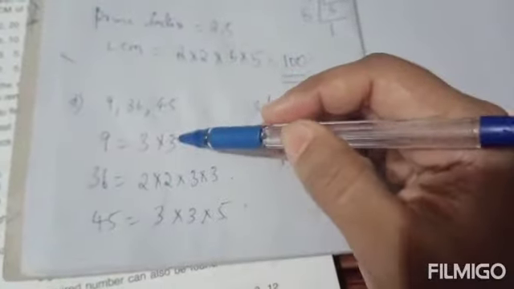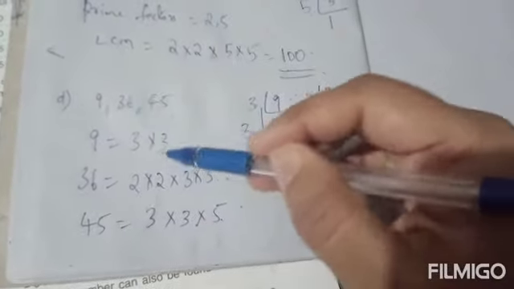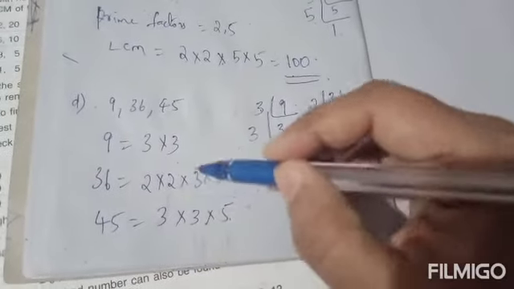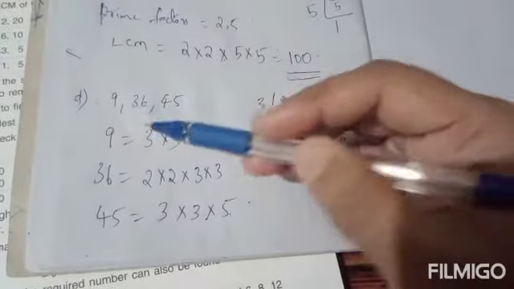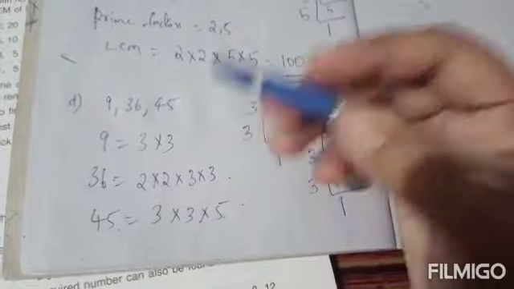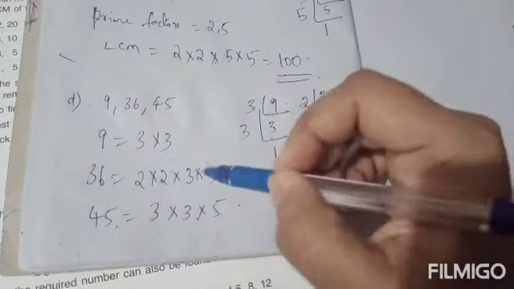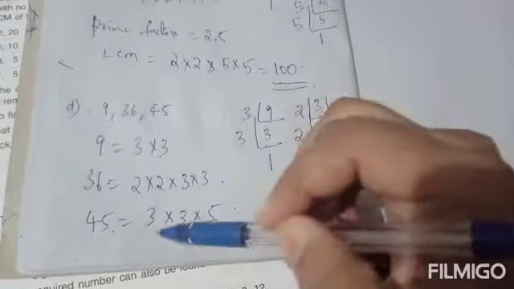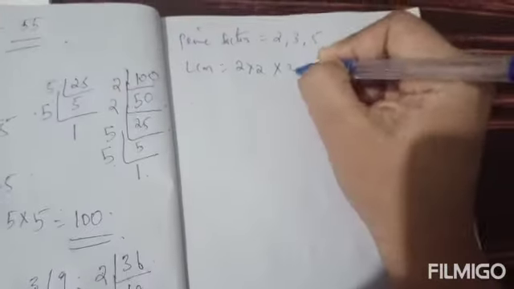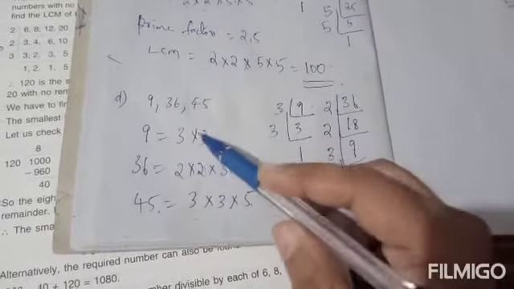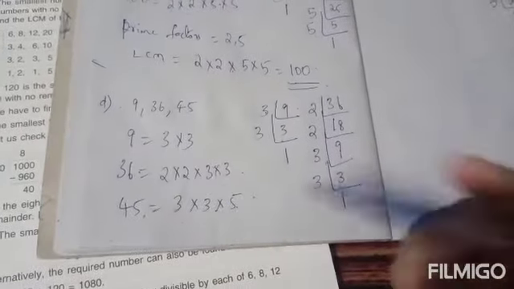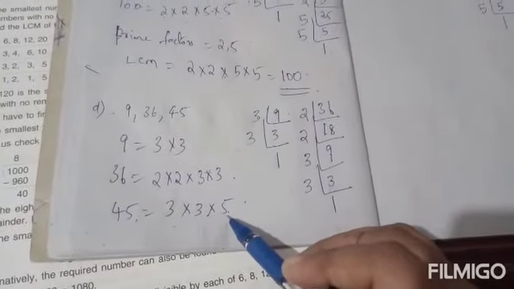Next prime factor 3. 3 is coming 2 times in 9. 3 is coming 2 times in 36. 3 is coming 2 times in 45. So in the LCM of 9, 36 and 45, 3 will come 2 times. Okay. Next, 5 is coming 1 time in 45 and 5 is not coming in 9 and 36. So in the LCM, 5 will come 1 time. Okay. So into 5.